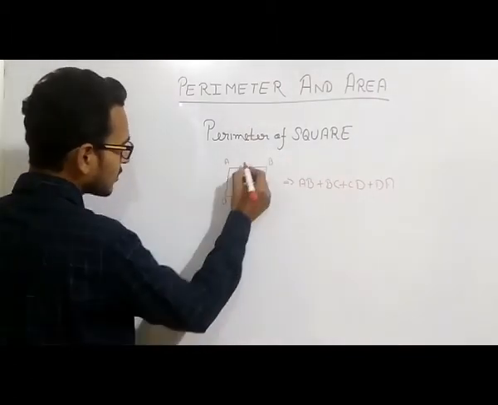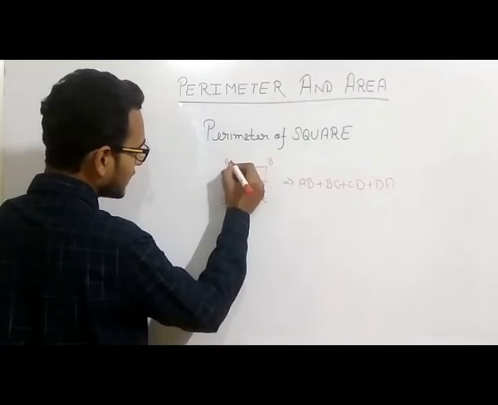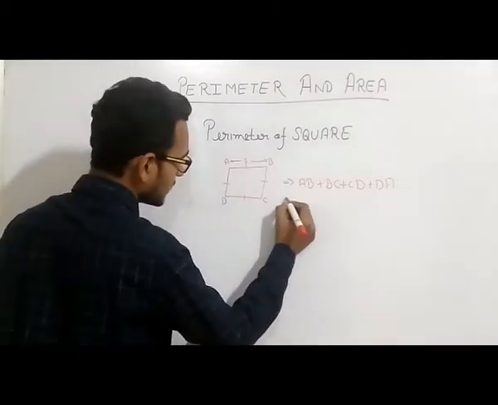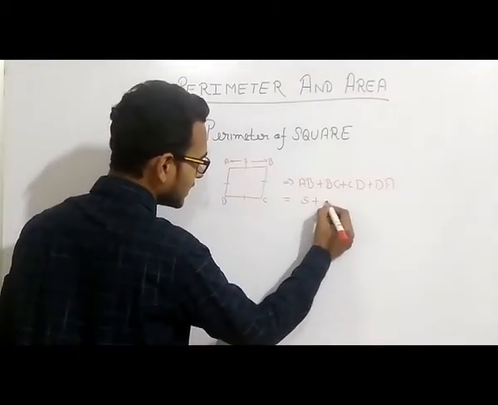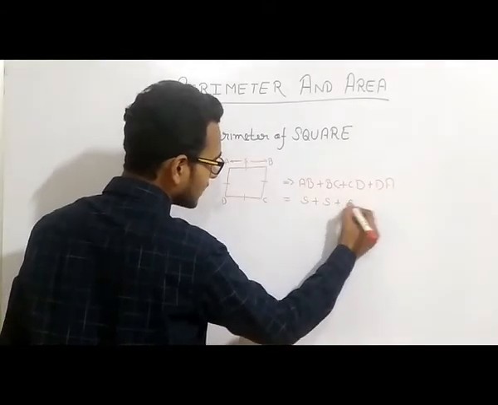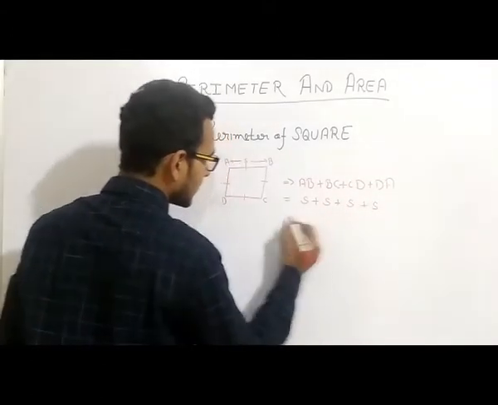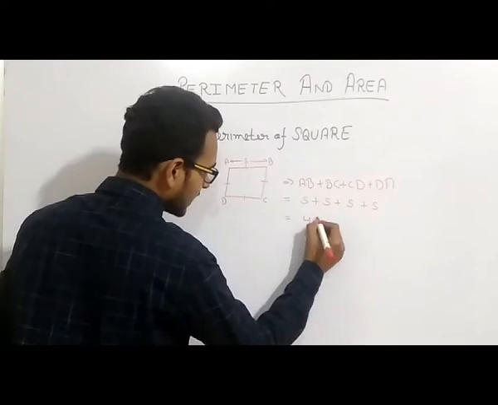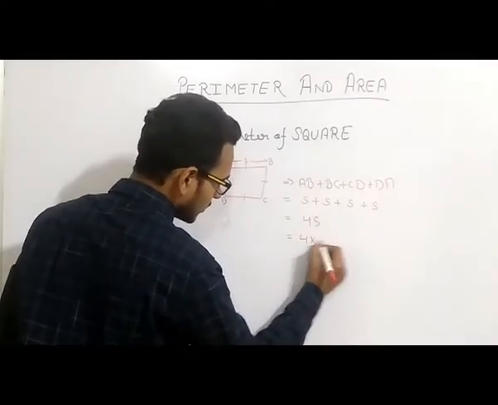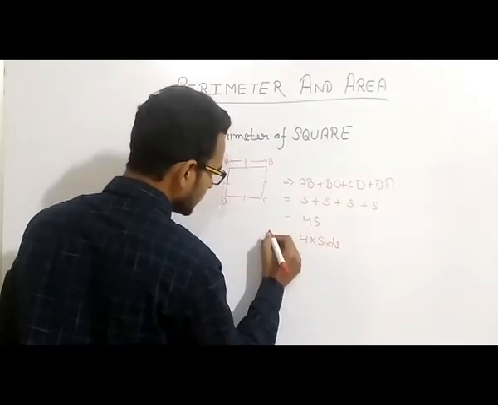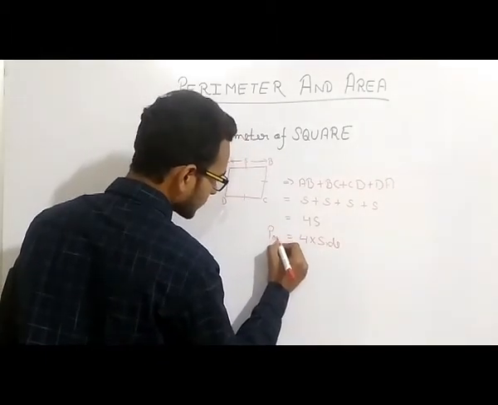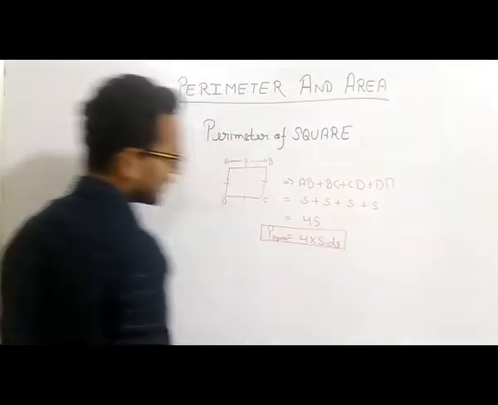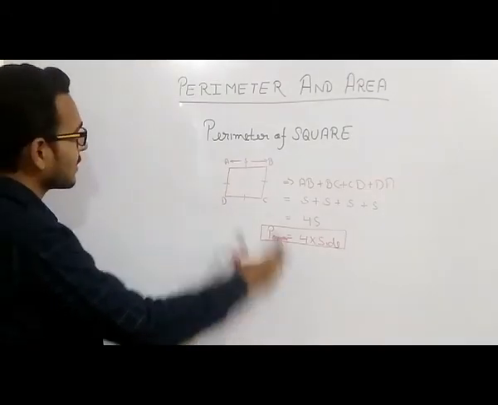This is a square, and in a square all sides are equal. Let one side be S. Then all sides become S. Therefore, AB is equal to S, BC is equal to S, CD is equal to S and DA also becomes S. Here S plus S plus S plus S means 4 times S. I mean to say 4 into side. So the perimeter of a square is 4 into side.